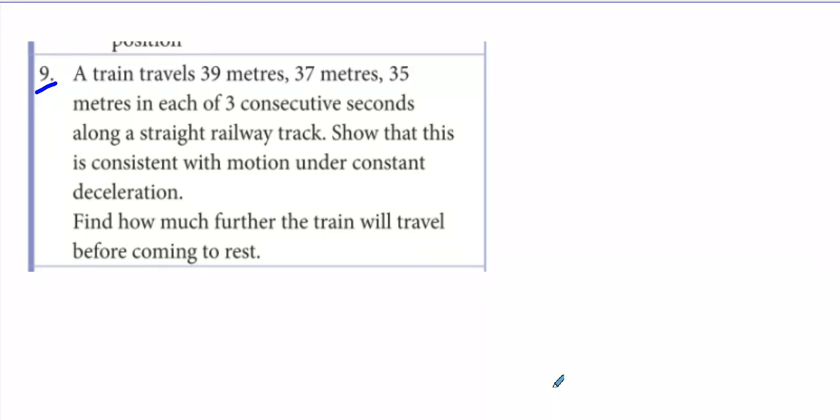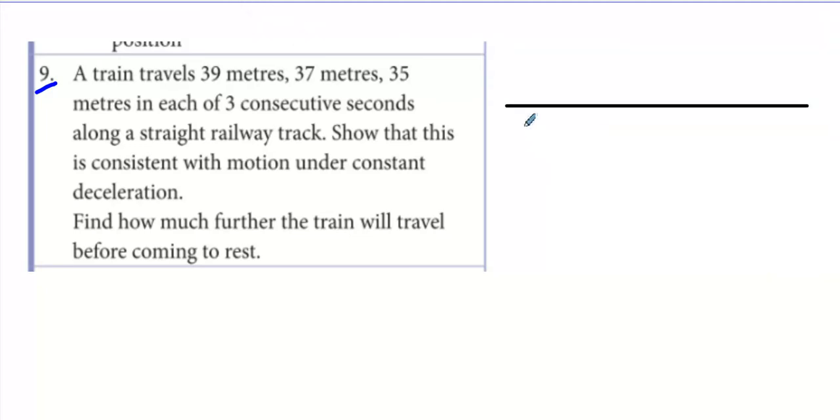A train passes 39 meters, 37 meters, and 35 meters in each of 3 consecutive seconds along a straight railway track. Show that this is consistent with motion under constant deceleration. How much further will the train travel before it comes to rest? All right, draw yourself a picture.